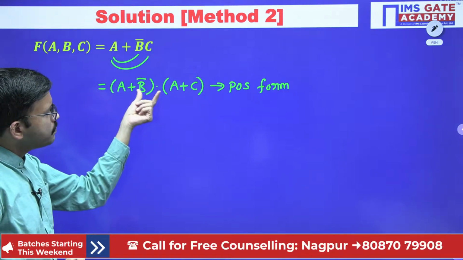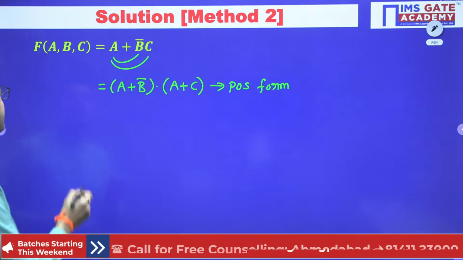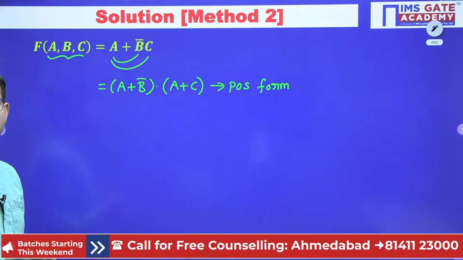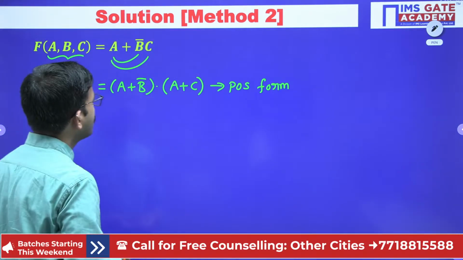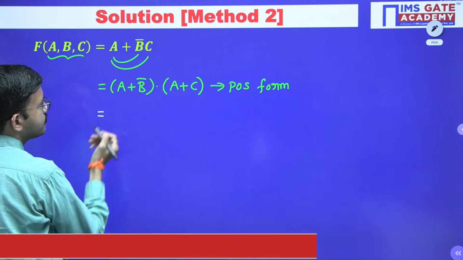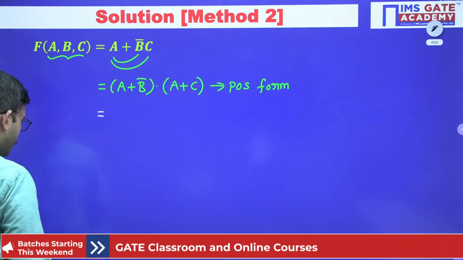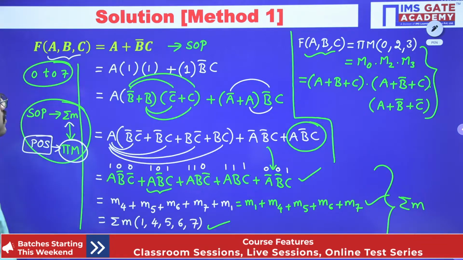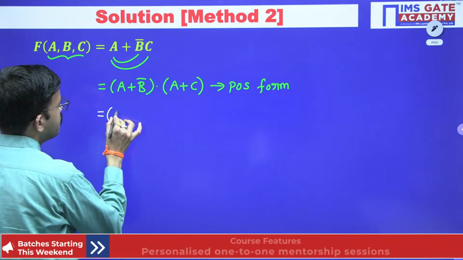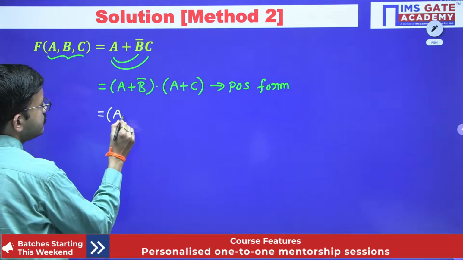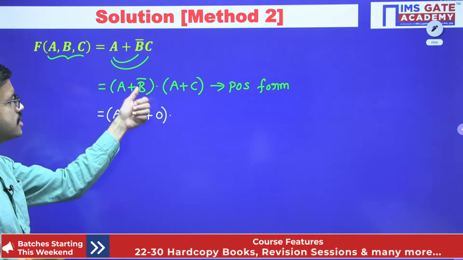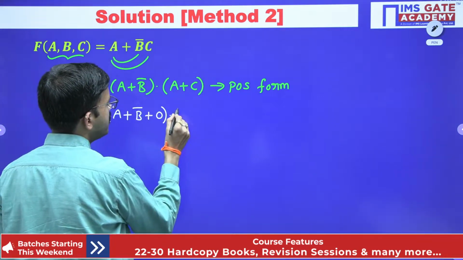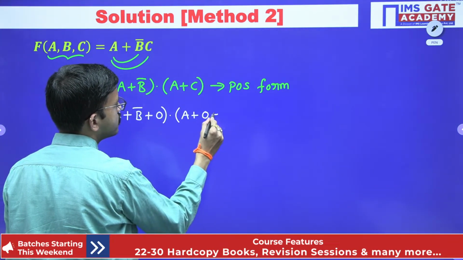Now in this sum term, the number of literals is less when compared to the total number of variables, right? So now we have to bring in each sum term the number of literals to 3. Can you guess what we will do here? In the previous case, I multiplied with 1. Now in this case, we will simply add zeros. Based on the number of literals missing, accordingly you can add that many zeros. Here C is missing, regarding that you can add a 0. Here B is missing, regarding that you can add a 0.